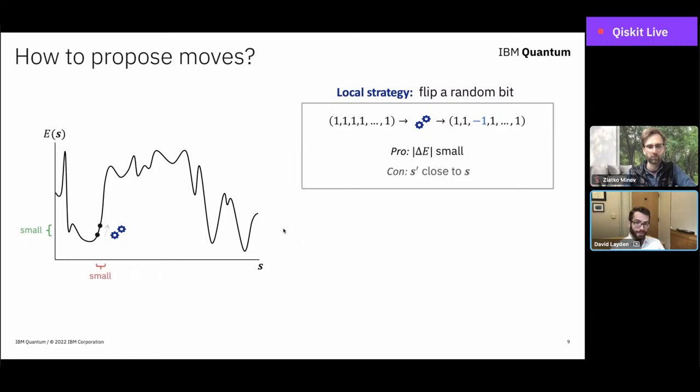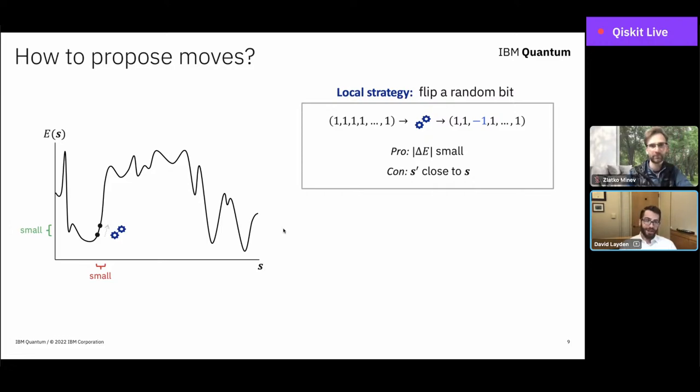Because you're only moving a little bit along the x direction. And so to actually escape from the local minimum that I've shown here, you would need several of these steps to happen in a row and for all of them to be accepted. And having a whole sequence of these in a row is very unlikely, so it doesn't happen very often. And overall, the convergence can be very slow.